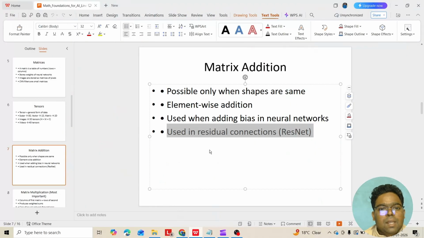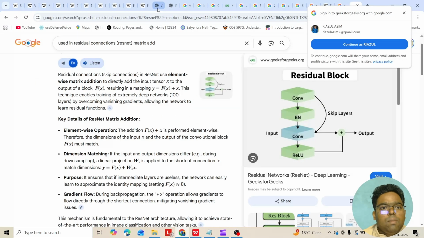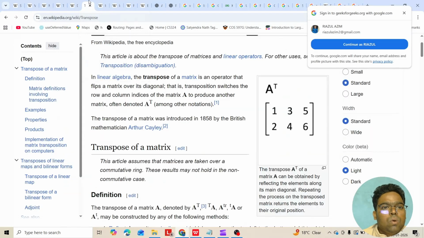Next let's see matrix multiplication. That is very simple: the columns of the first matrix must equal the rows of the second matrix. So if I have, let's say, a 2 cross 3 matrix, then in matrix multiplication the second matrix should be 3 cross 2, or 3 cross something, where both numbers are the same. Let's see a demo in Wikipedia.